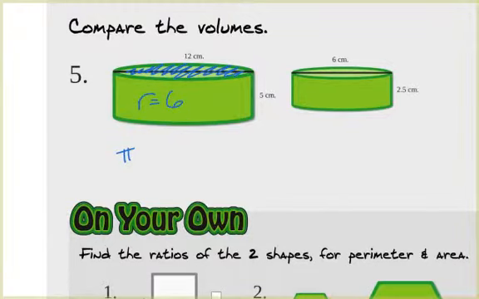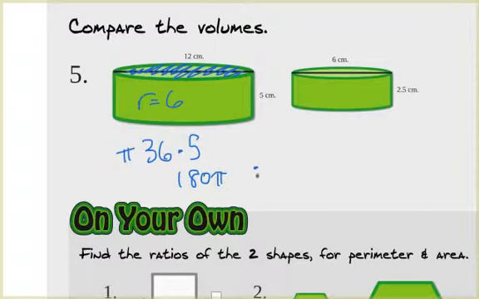So take the 6 and square it. That's going to give us 36. And then we're going to multiply it by 5 here. Okay? So that's the volume there. And then notice I'm not multiplying pi out. I'm just going to leave it the way it is. Okay? So this becomes 180 pi.